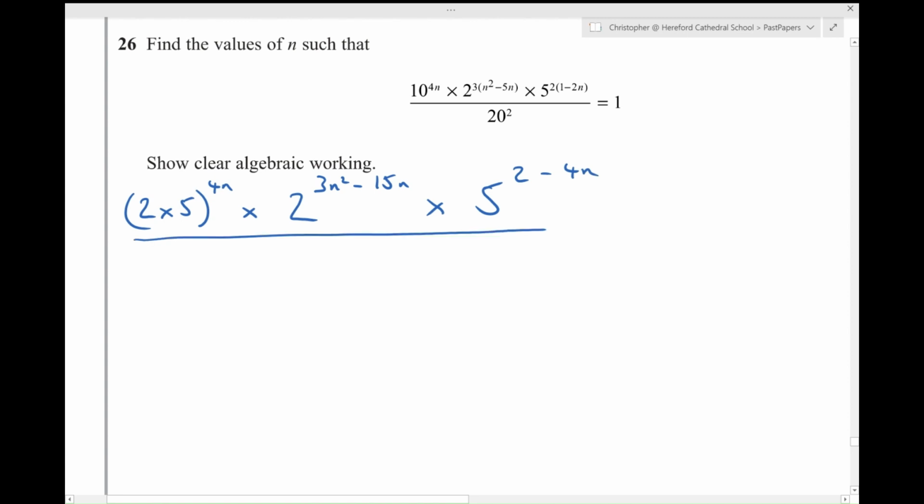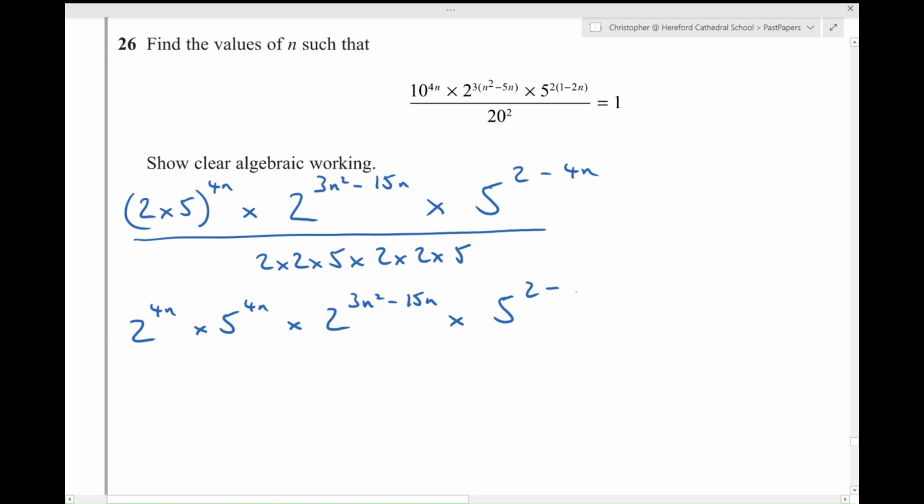all over. Now I'm not going to write that as 20 squared. I'll write that as 2 times 2 times 5, because that's 20 squared, times 2 times 2 times 5. Okay, so what have I got on the top here? I've got 2 to the power of 4n times 5 to the power of 4n times 2 to the power of 3n squared minus 15n times 5 to the power of 2 minus 4n. And on the bottom here, I've got 2 to the power of 4 times 5 squared.